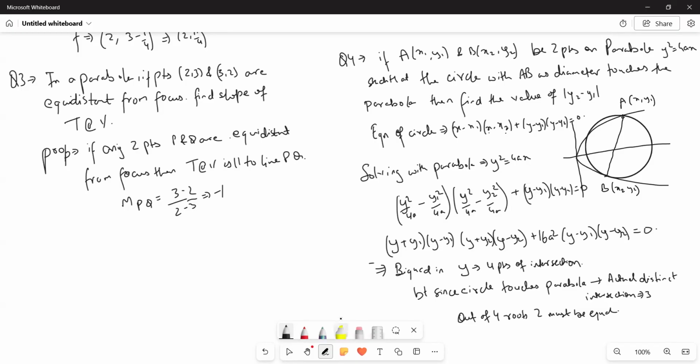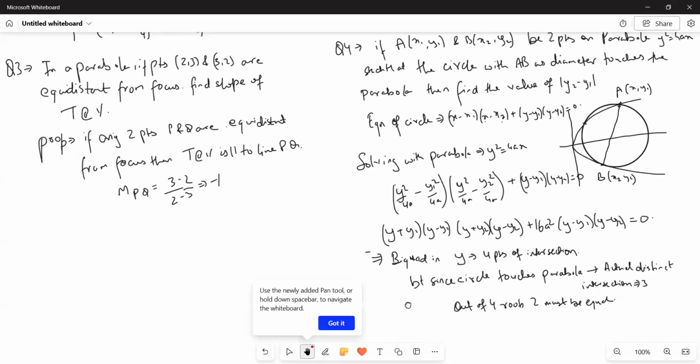This is the main thing in the question, that the equation is a biquadratic in y, which would imply that the circle and the parabola ideally will have 4 points of intersection. But since the circle touches the parabola, the actual number of distinct intersections would be 3, which is also visible from the figure. We have A, we have B, and then another point over here. So 3 points of intersection. This implies that out of the 4 roots, 2 must be equal. Does everyone follow this logic?